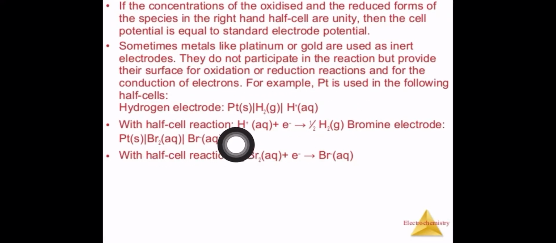The half cell equation for this: H plus ion gains an electron and becomes half of H2 gas. In another equation, if we are taking bromine, then Br2 aqueous will be forming Br minus. For that half cell, half of Br2 aqueous plus electron gives Br minus. Here both sides are written as aqueous. Why? Because we are using this in the form of a solution. So this is the standard form of that.